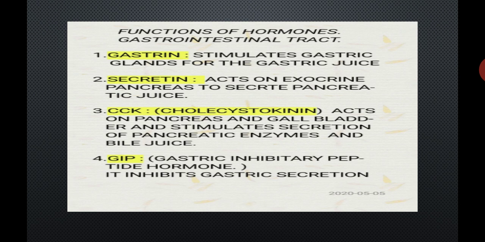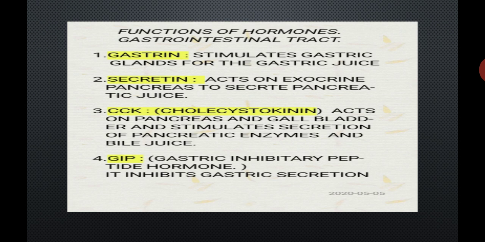Third hormone, CCK. The full form of CCK: C stands for chole, again C stands for cysto, and K for kinin. Cholecystokinin. The function of this hormone: it acts on the pancreas and the gallbladder and stimulates them, and because of that stimulation pancreatic enzymes and bile juice are secreted out.